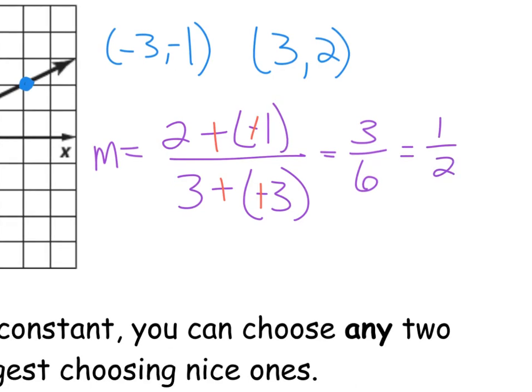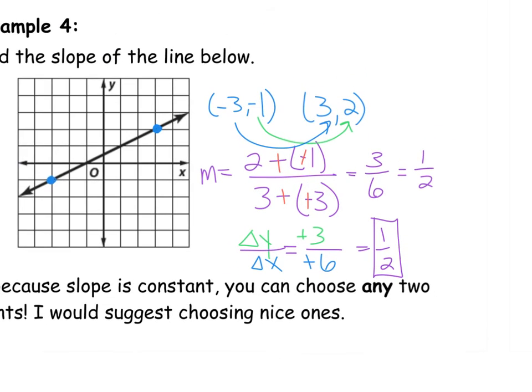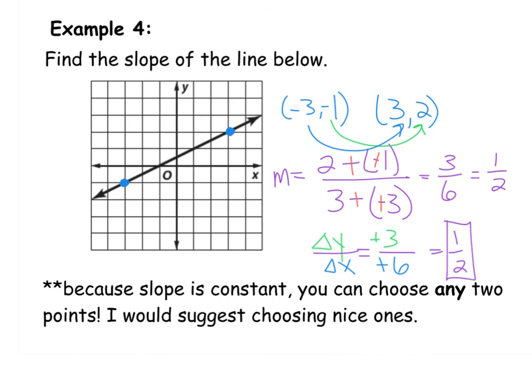Now I'm going to do it my second way. So how do you get from -1 to 2? Well, you have to add 3. So that's +3, that's your change in y, over your change in x. So how do you get from -3 to +3? You have to add 6. So change in y over change in x is 3 over 6, which is, again, 1/2. So either way you want to do it is fine. We're going to do one more example with a graph.